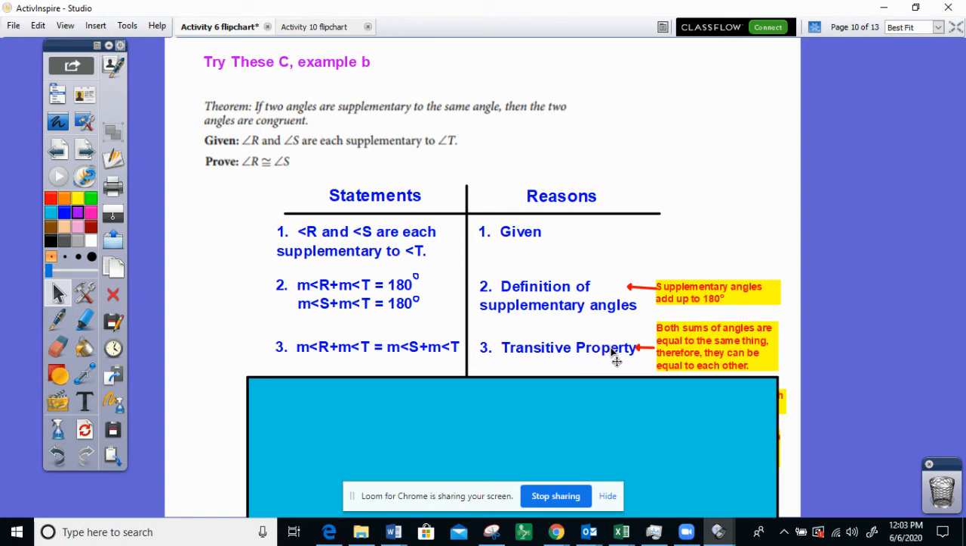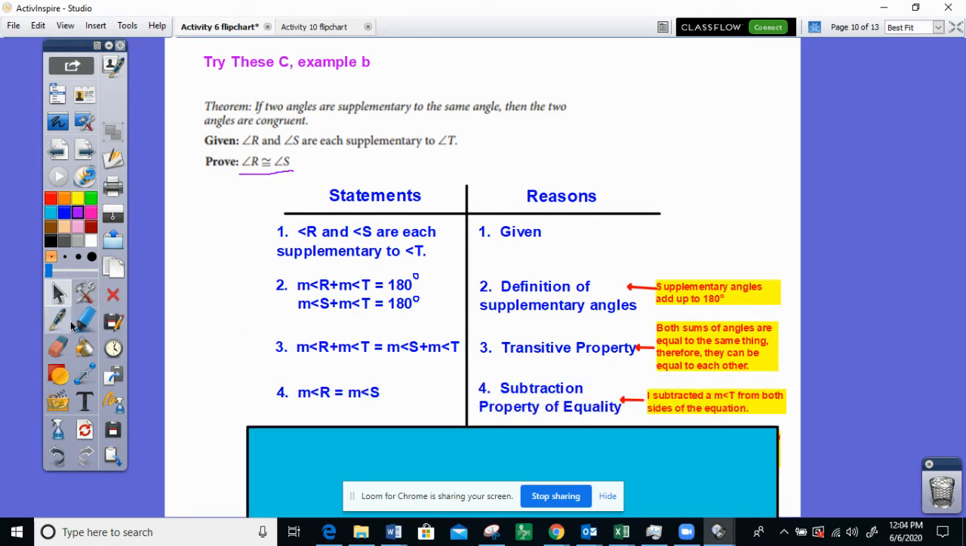So let's stop now and take a second to think about where we're going. We want to prove that angle R is congruent to angle S. We've almost got that, but we've got this pesky measure of angle T on both sides of the equal sign in this equation. How could we get just the measure of angle R and just the measure of angle S? Well, if we can take away the measure of angle T on both sides of the equal sign, we'll be closer to where we're trying to go. And we're allowed to do that by using the subtraction property of equality.